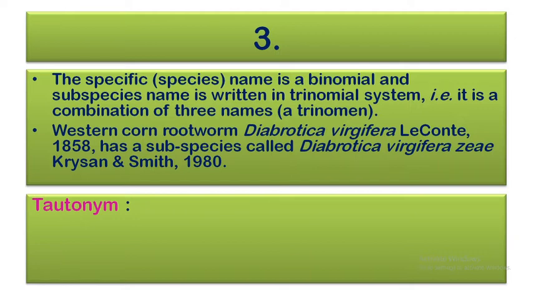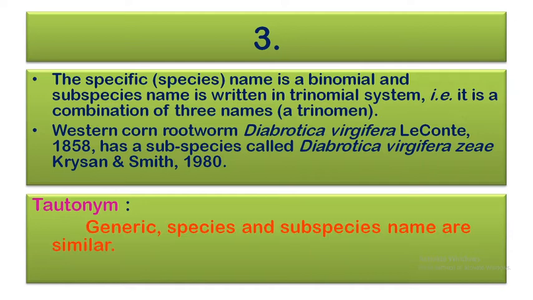This is regarding the trinomial system that I have found. When in trinomial nomenclature the genus name, species name and subspecies name are similar, it is a tautonym. One example I'll state: Apis, Apis, Apis. So the name Apis, Apis, Apis is a tautonym.